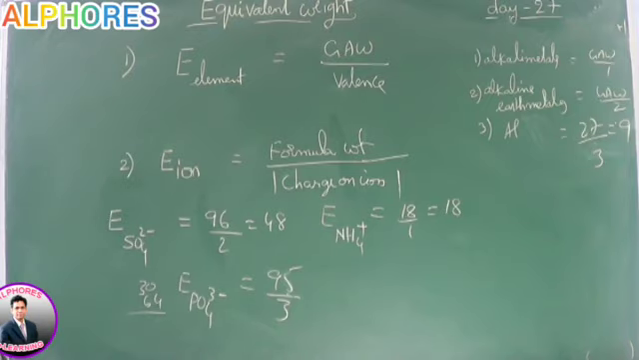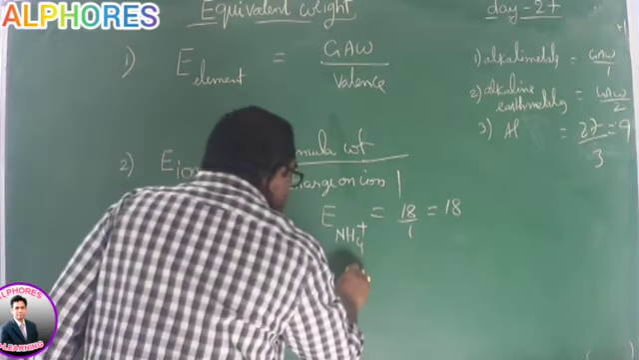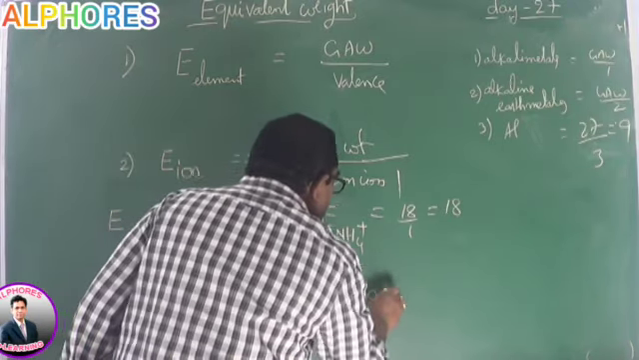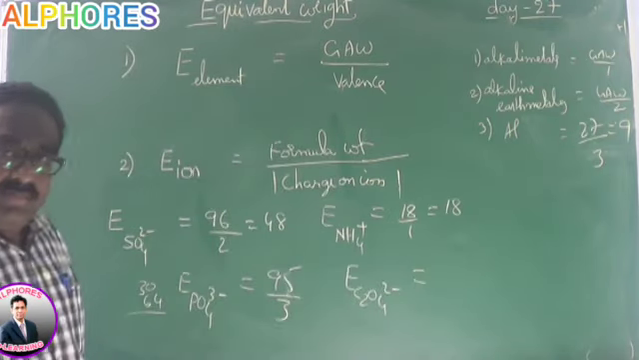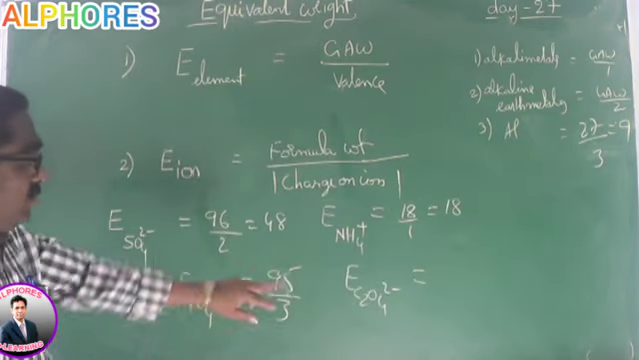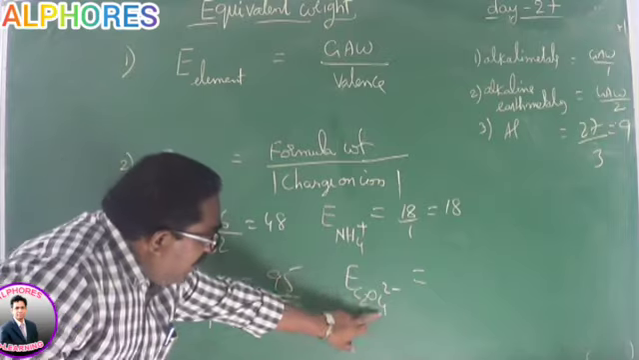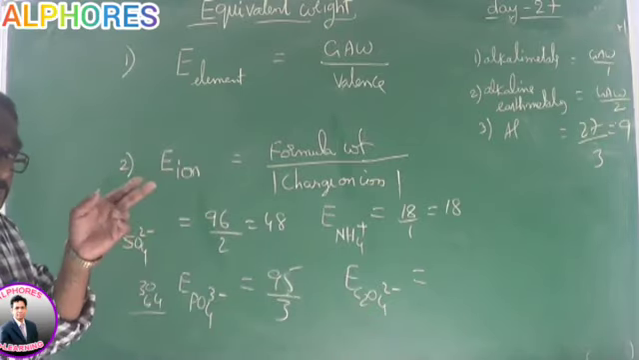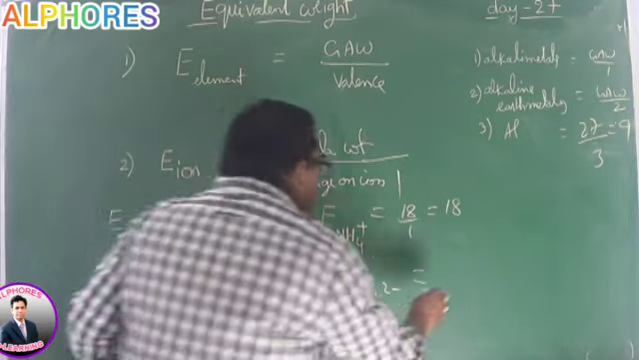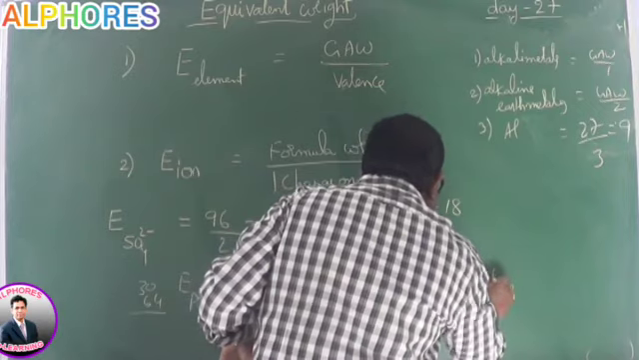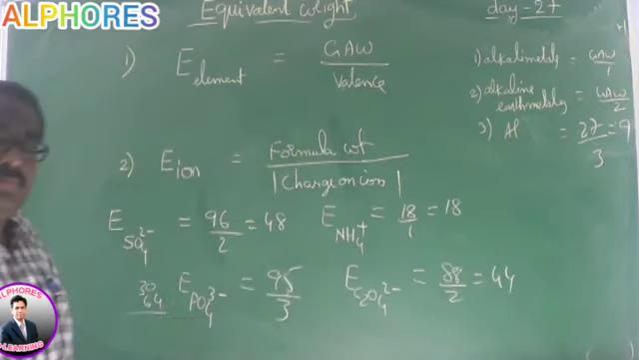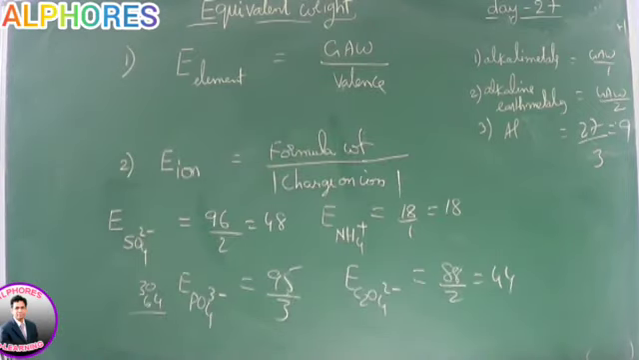So, equivalent weight of C2O4 2 minus, oxalate ion. Formula weight: 2 twelves 24 plus 64, 24 plus 64 is 88, by 2, that is 44. Like that you can calculate the equivalent mass of an ion based on the formula approach. Please note this down, students.